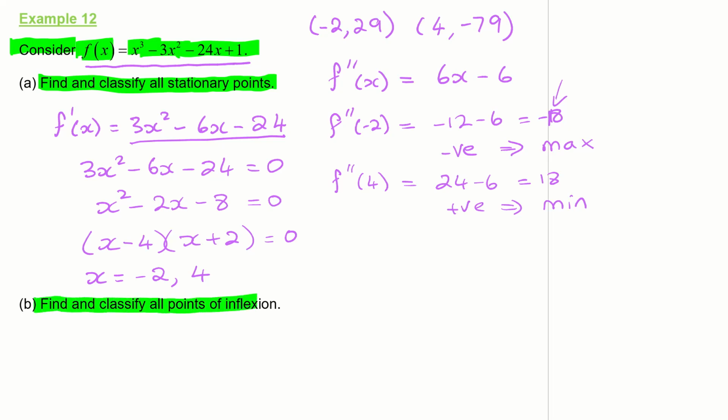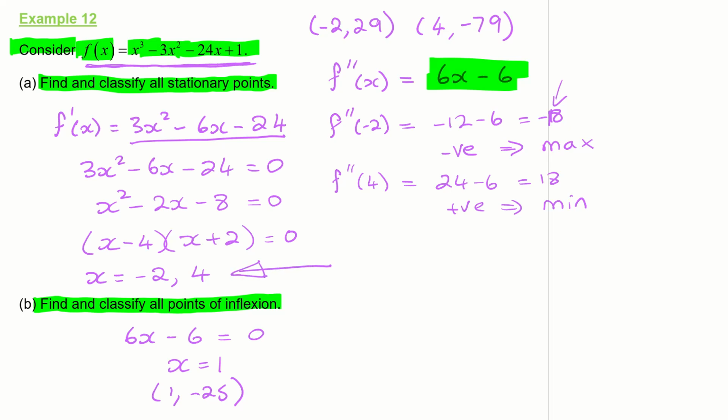Find and classify all points of inflection. So we're looking at where the second derivative is 0. So we have 6x minus 6 is equal to 0. That will give me that x is equal to 1. Substituting 1 back into f of x gives me 1, negative 25. And since we know that we don't have a stationary point at x equals 1, this must be an oblique point of inflection.